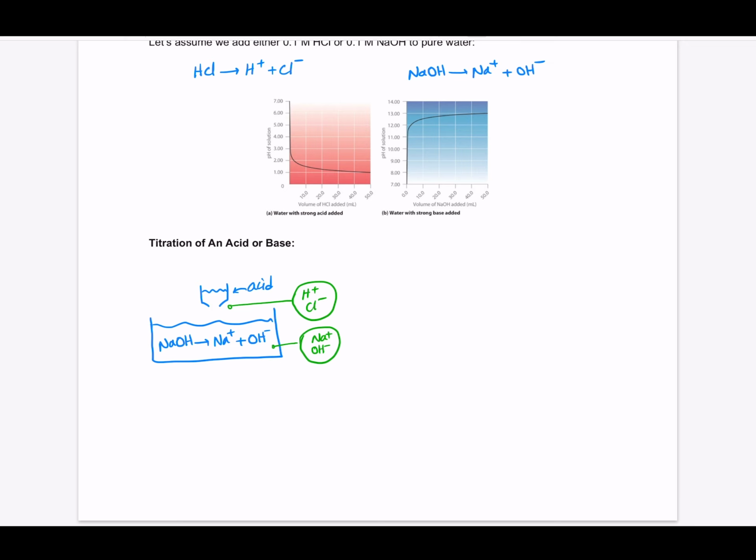So now we change pure water to a sample that contains some sodium hydroxide. And we're still adding the same acid.